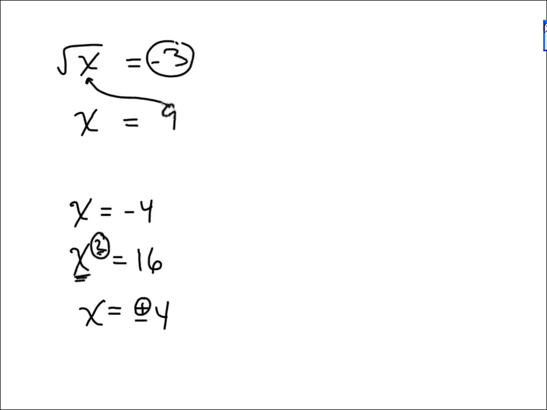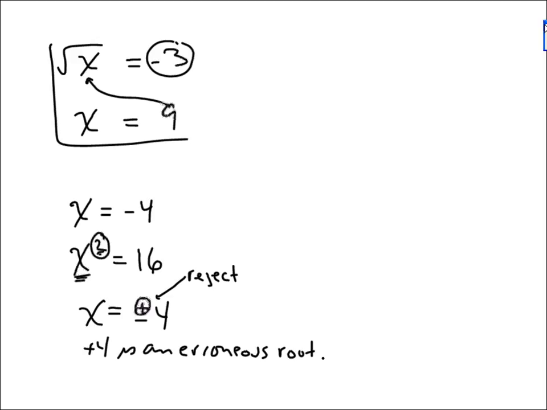But here, the plus 4, you have to reject. Plus 4 is an erroneous root or solution. It's not correct. In fact, in our problem, we got no answers in the first problem. When you square both sides, whether they have radicals or not, you may be getting the wrong answer. So you must check your answers at the end, because they might be wrong.